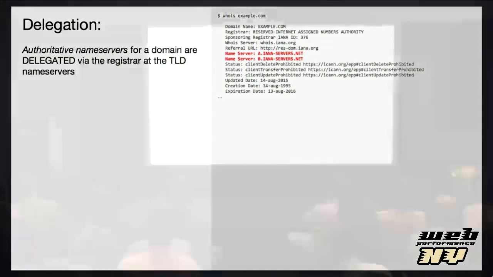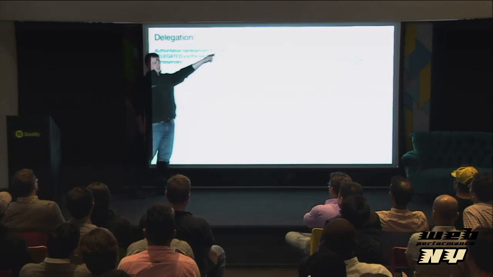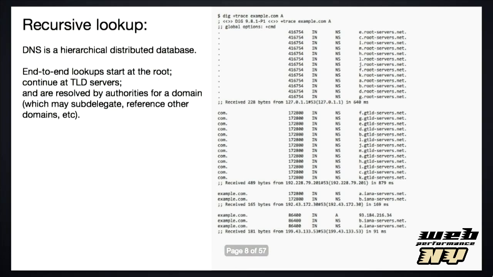The registrar talks to your TLD name server behind the scenes, and here is example.com, which is a real domain reserved for example use cases. And delegated by the registrar, which is IANA, in this case, are two name servers for example.com, A and B .iana-servers.net. So those are the authorities for the example.com domain, and they know everything there is to be known about that domain on the internet. So that's the first concept.